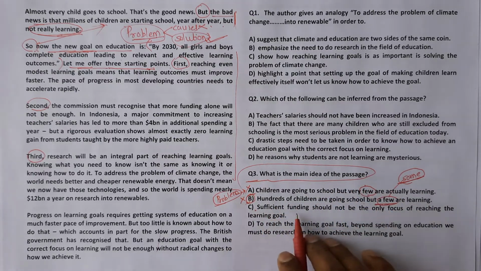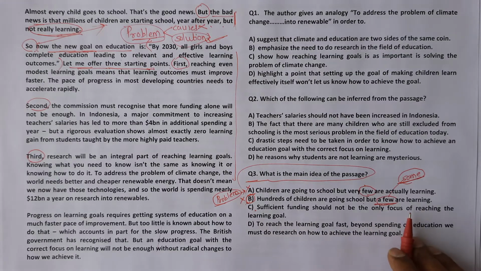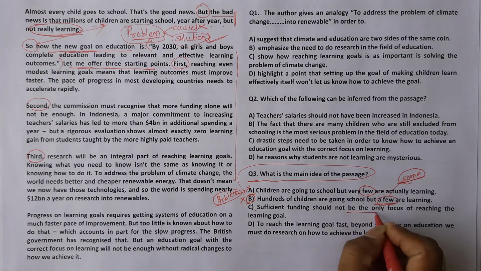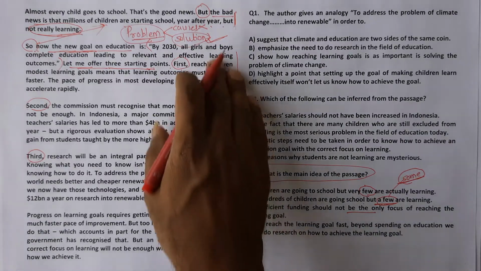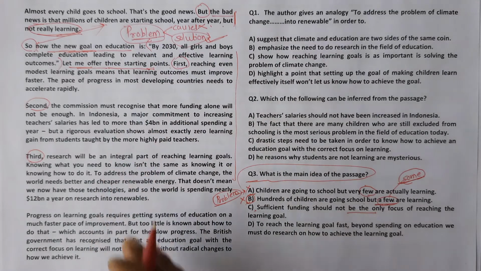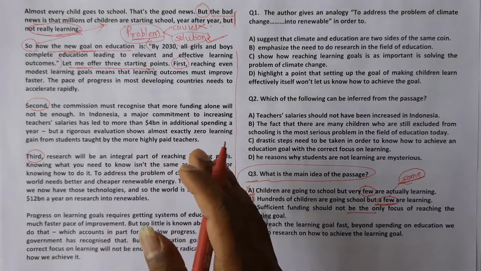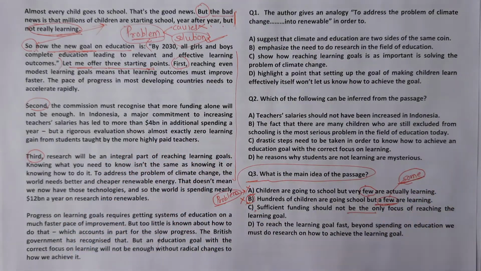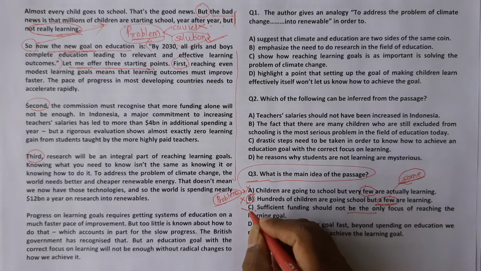C, sufficient funding should not be the only focus of reaching the learning goal. C says it is not the only focus. Then what should be the focus? So the paragraph is about what should be done to achieve the goal. The paragraph is not simply about what should not be done in order to achieve the goal. So C is incomplete, C is eliminated.